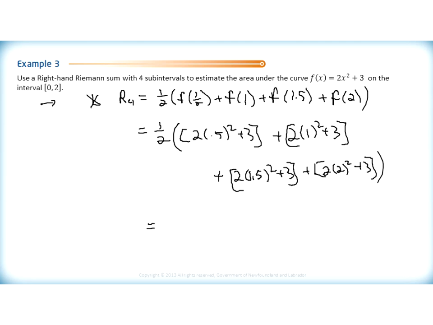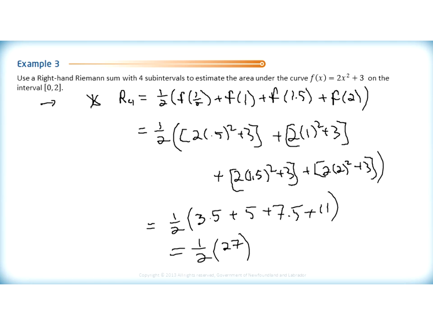And then we put all that together, so we've got 1/2 of, we should get 4 numbers here. I'm getting the 3 that we had before, 3.5, 5, and 7.5. And then this is going to be 8 and 3, which is 11. So we put all that together again. And we're going to have 11 plus 16. Does that sound about right? 11 plus 16 is 27. So our estimate on this side is 27 over 2. So there's our right-hand estimate for this particular example.